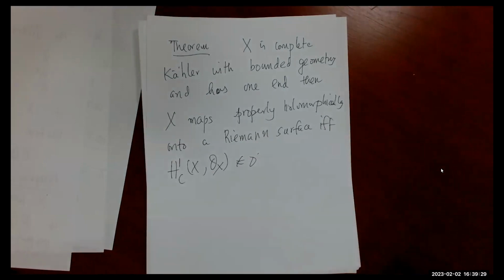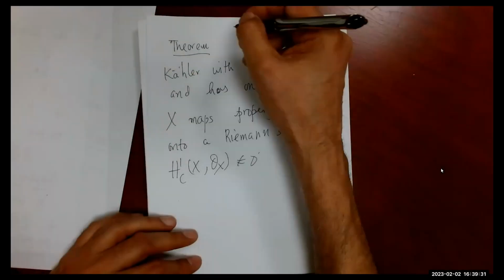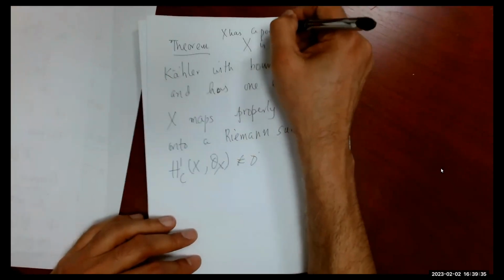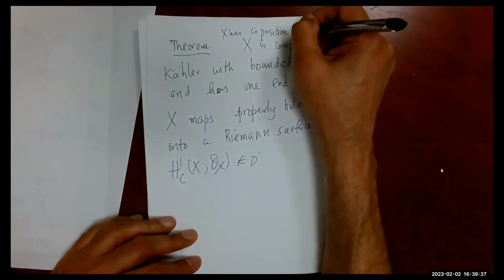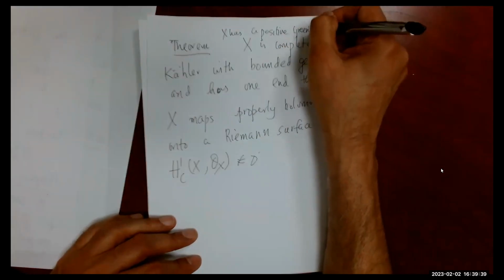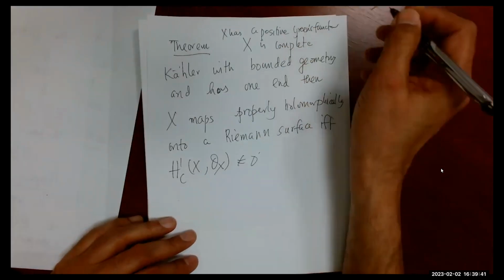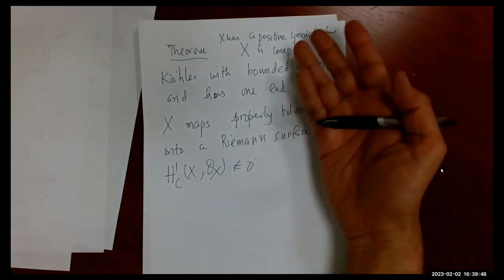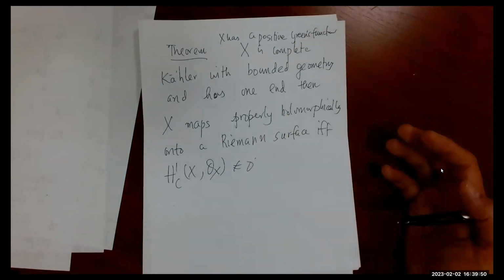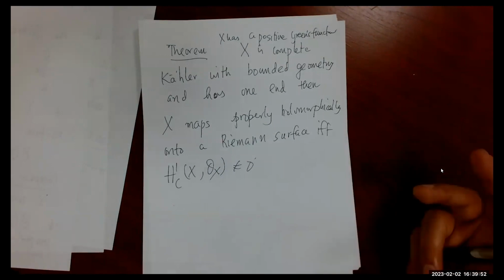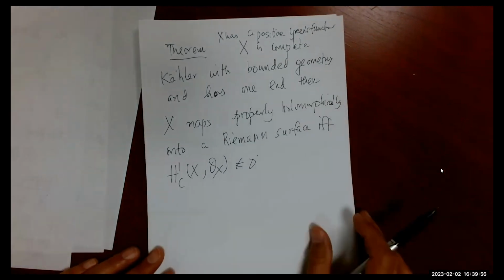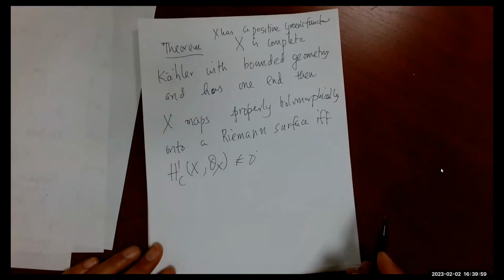I also have to assume that X has a positive Green's function. If I don't, then I don't know how to do it. So the part that is open is: if you remove the assumption of positive Green's function, can you still get somewhere? We don't know how to do it. Let me just outline how this proof goes.